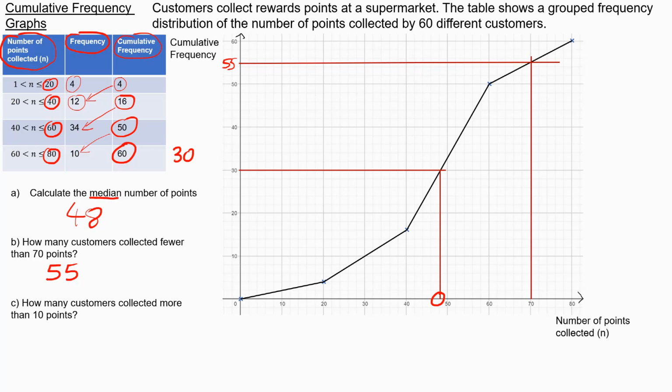For C, I want to work out how many customers collected more than 10 points. To do this, I'm going to draw a straight line up from 10 points. I'm going to draw a line across. What this tells me is that 2 customers collected fewer than 10 points. So to work out how many customers collected more than 10 points, I just need to do 60 take away 2, which gives us 58. So 58 customers collected more than 10 points.